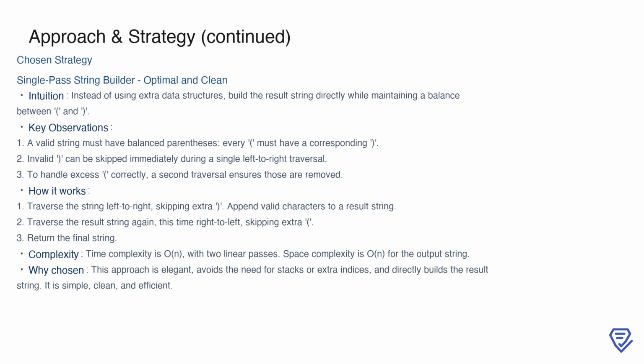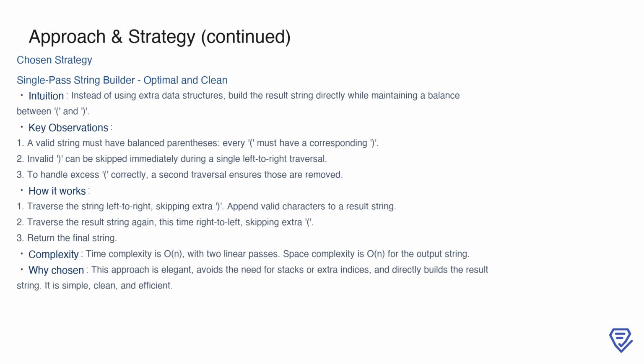The key insight here is to directly build the result string while maintaining the balance of parentheses during traversal. A valid string must have balanced parentheses, meaning every opening parenthesis must have a corresponding closing one. During the first traversal, we skip any invalid closing parentheses as they are encountered, appending only valid characters to the result string. To handle excess opening parentheses, we perform a second traversal on the result string, this time from right to left, skipping any unmatched opening parentheses.